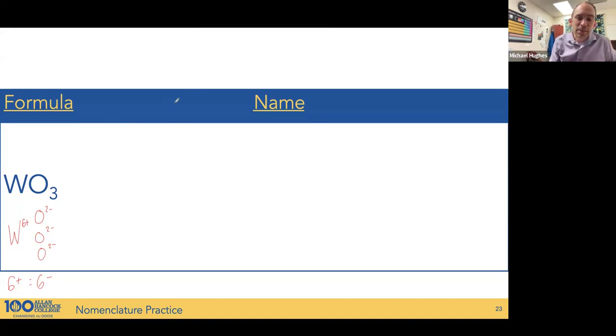So we put the name of the metal, tungsten. Do we know its charge always? No, so we need parentheses. Those parentheses must tell us the charge that's on tungsten, and for it to cancel out 3 oxides, it must be 6 plus, or VI, and oxide, the suffix "ide." Tungsten(VI) oxide.